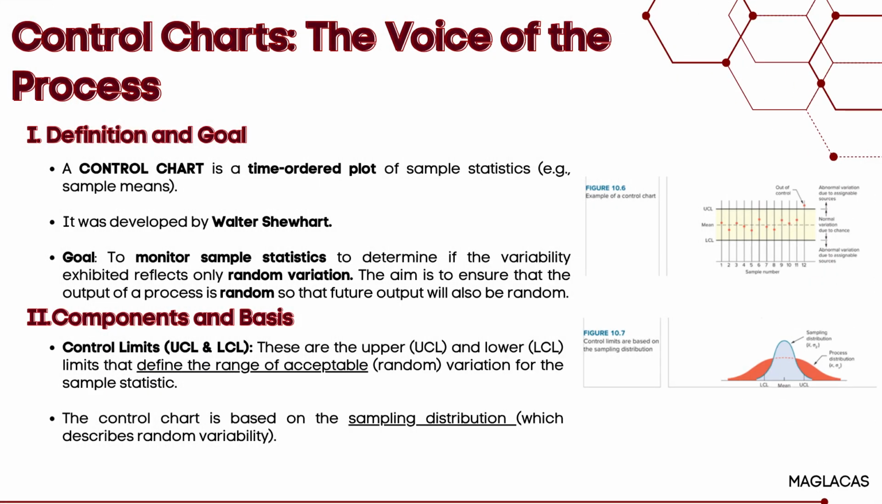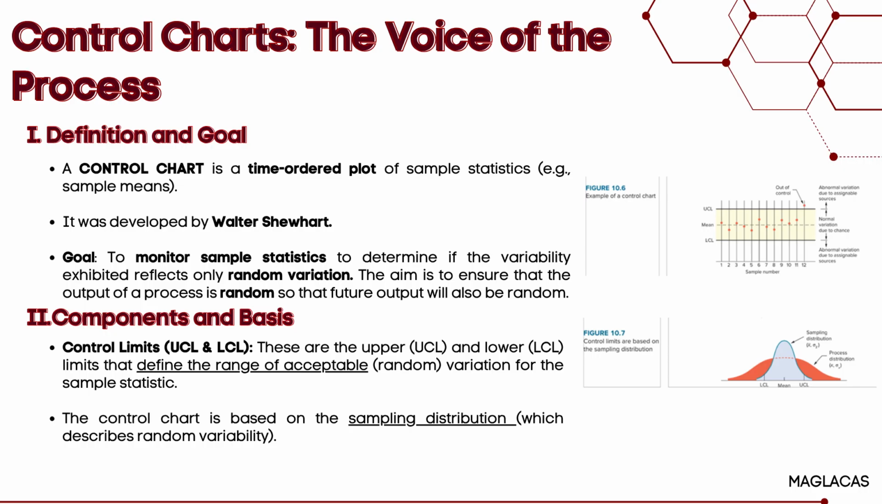So, a control chart is a graph that was specially made by a guy named Walter Shewhart. It's a plot of our sample statistics, shown in time order, so we track it day by day, hour by hour. The goal of this is to monitor these stats to make sure any variation we see is only random variation. We want our process output to be perfectly random and stable, so we can predict future output. If it's random now, it will likely be random tomorrow. The chart is built on the idea of a sampling distribution, which is the theoretical way random variability should behave.